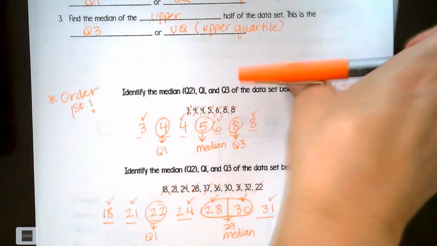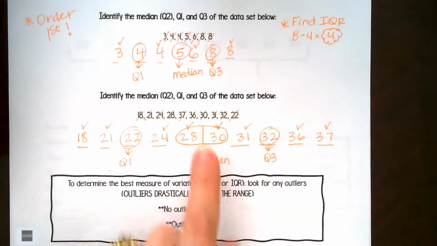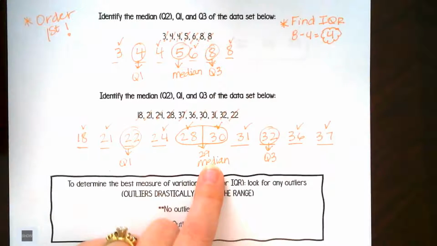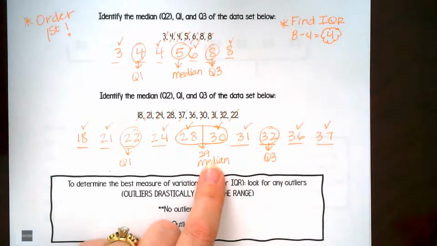Okay, welcome back. So let's see how you did. This one was a little trickier than the previous example that we did together. You had to remember that when there's 2 numbers in the middle, you have to add them up, divide by 2, or this one you could do mentally. Very tricky part right here.